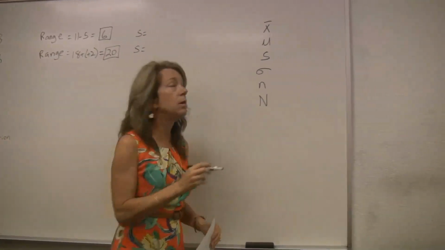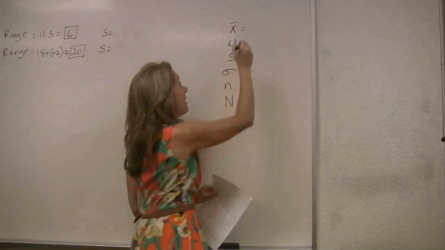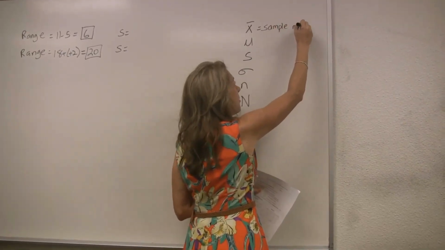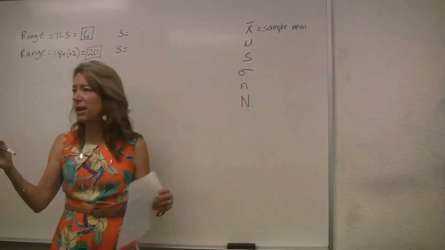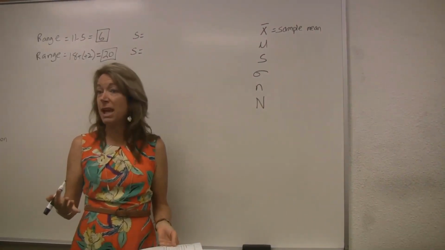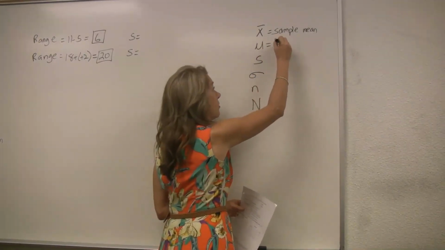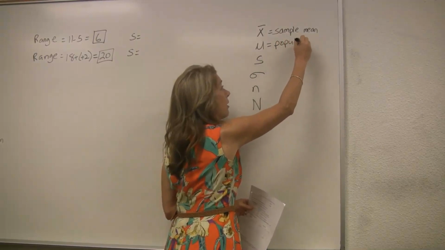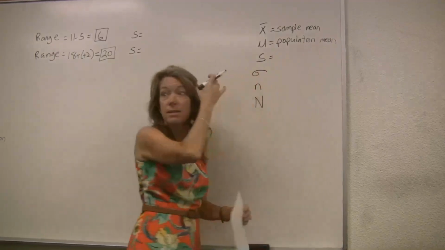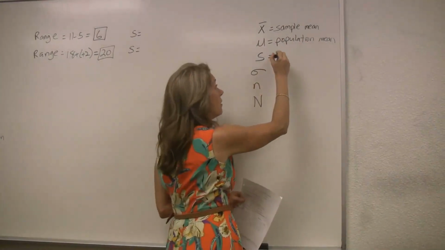X bar is the mean. Well, I need more information than that. Sample mean, right? Remember my example was all LMC students? If I just took some of you and averaged your ages, that would be a sample. So that would be x bar, the sample mean. Mu would be the population mean, if I could do all LMC students. We just talked about S: standard deviation for the sample.